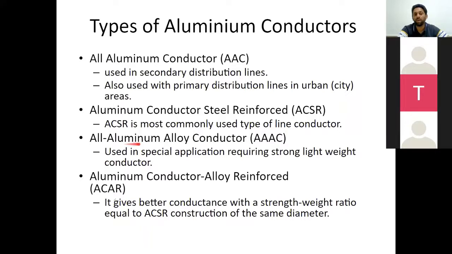The third type is all aluminum alloy conductor. Instead of aluminum, we use aluminum alloy. Alloy means it is mostly aluminum. Inside the aluminum, we add a little bit of other materials so that its weight decreases and strength increases. Like the difference between iron and steel.